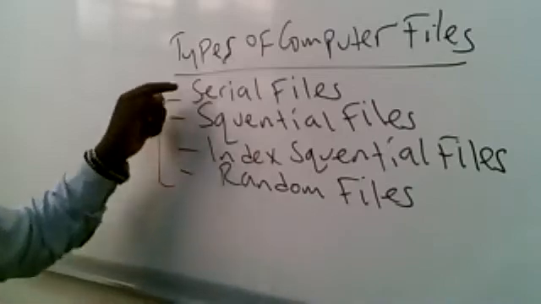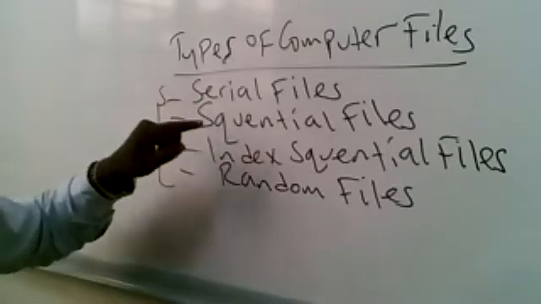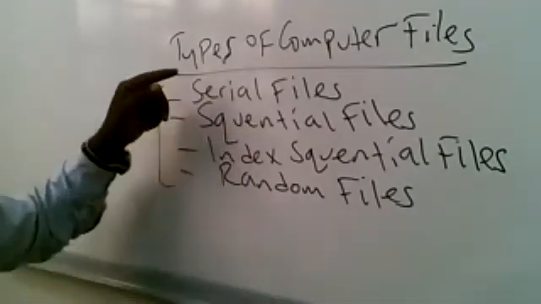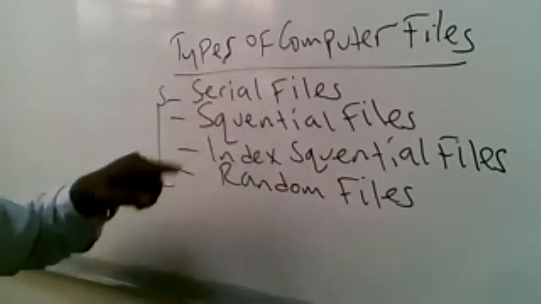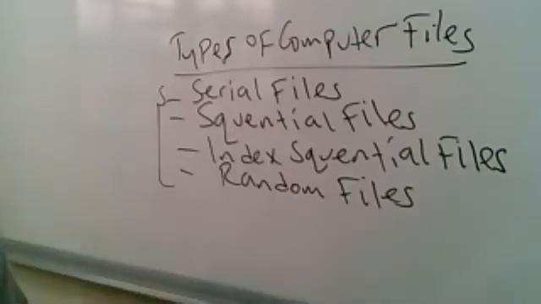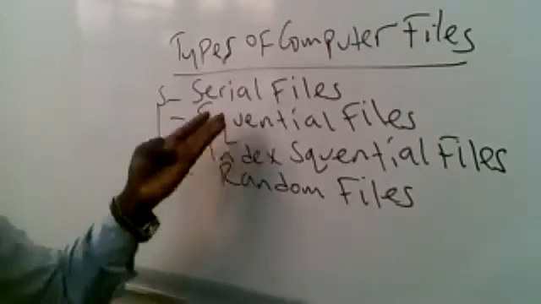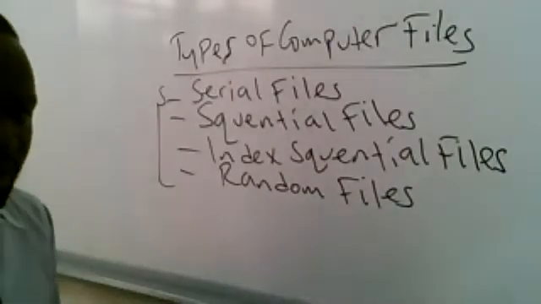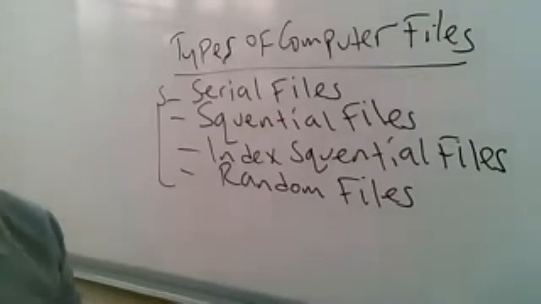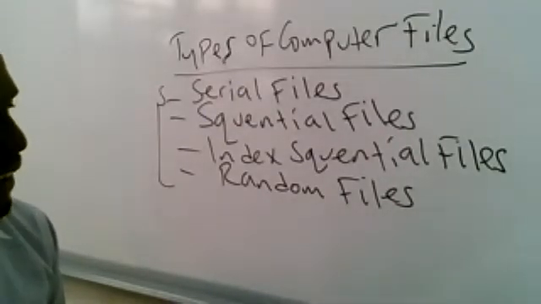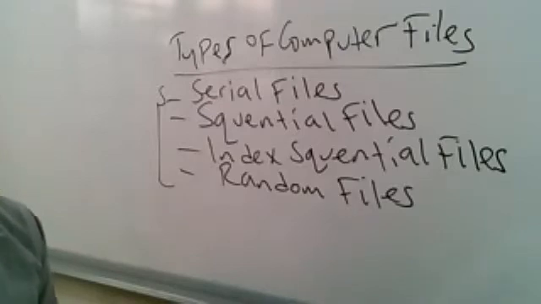So the way we insert a value in a serial file is different from how we insert it in a sequential file, index sequential, and random. The way we search for a value from a serial file is different from the way we search it from a sequential file, index sequential, and a random file. The way we delete a value from a sequential file is different from the rest. That's why these types of files are different, because they operate differently. So now let's first look at how serial files work.